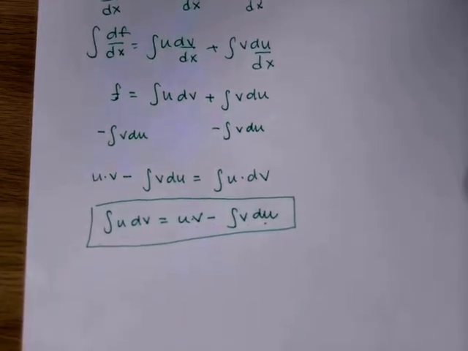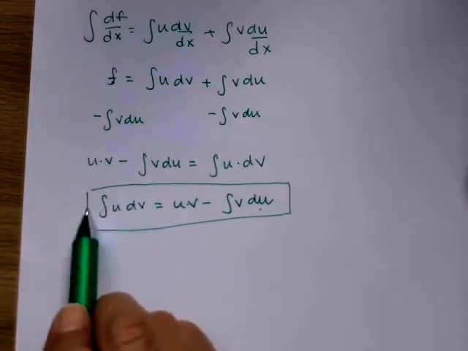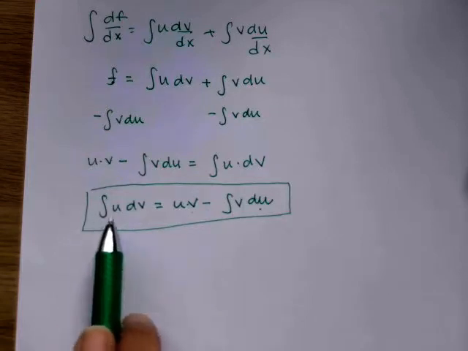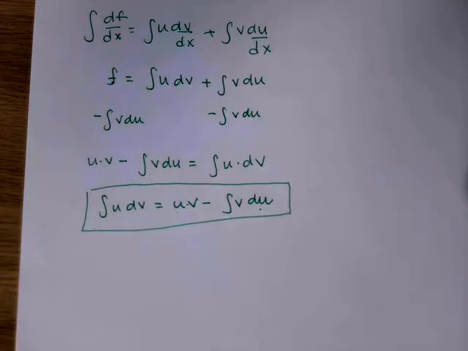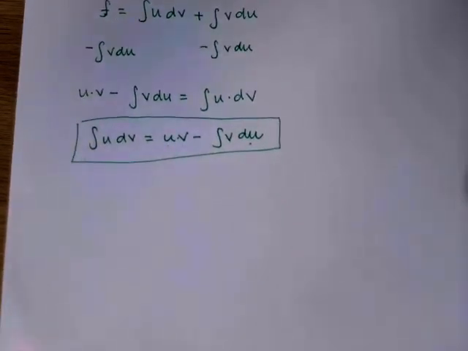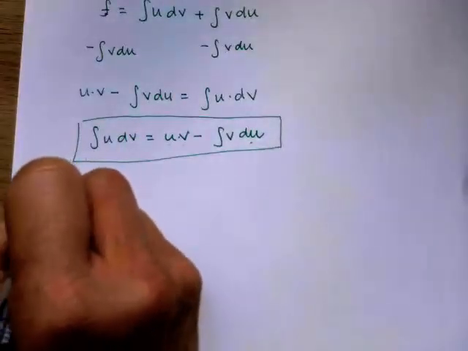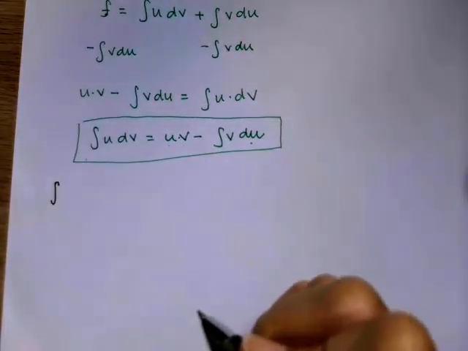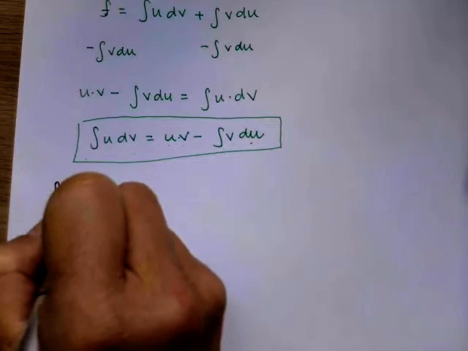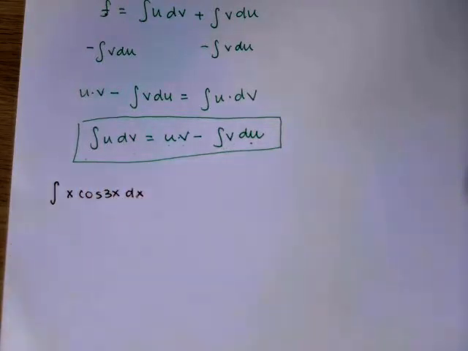So when you see one of these, the first thing you want to do is pick out, this is what you're going to start with. You have to decide who is going to be u and who is going to be dv. So let's go ahead and do a couple of nice examples so you can get a handle on how you should pick your u and how you should pick your dv. So this first example is the integral of x times the cosine of 3x dx.